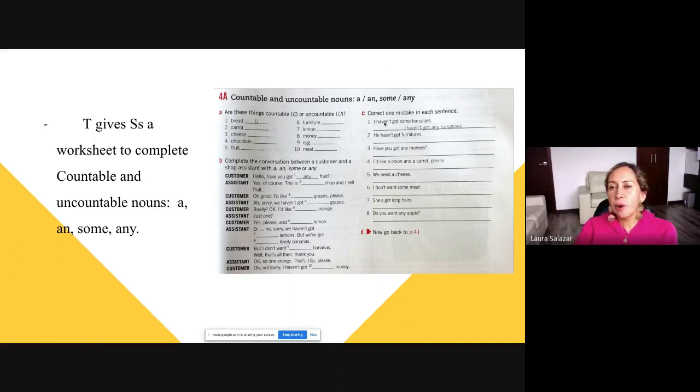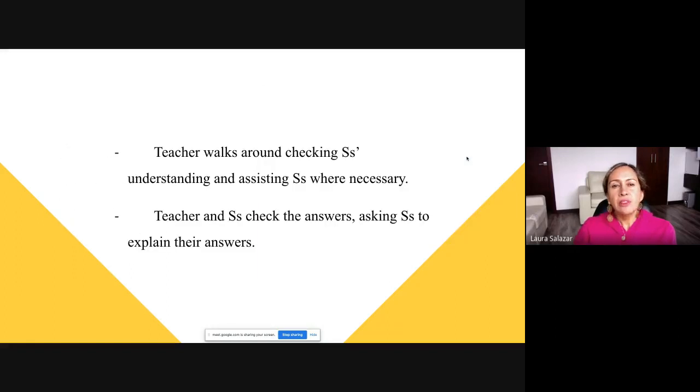And for the last part, correct one mistake in each sentence. Each of these sentences has one mistake, so they need to see which is the mistake and correct it in the lines in here, writing the correct sentence. Teacher walks around checking students' understanding and assisting students when necessary. Teacher and students check the answers, asking students to explain their answers.